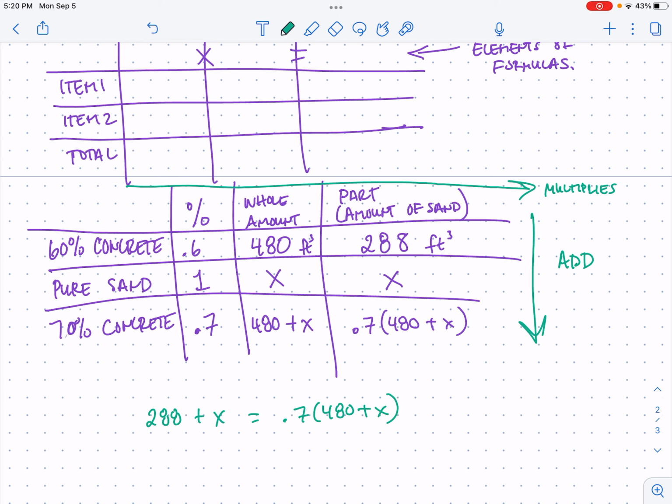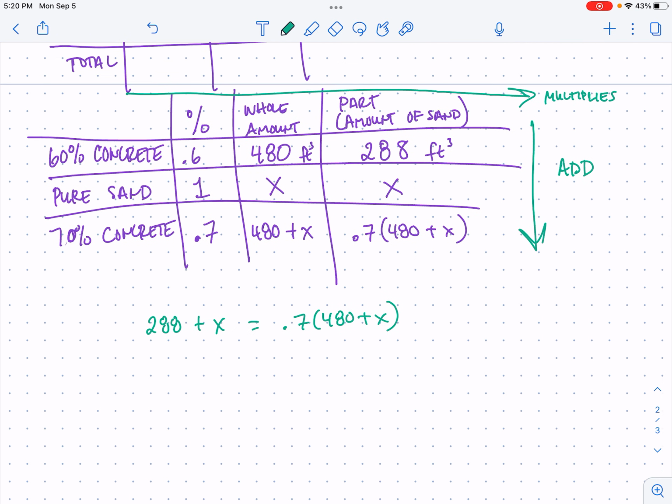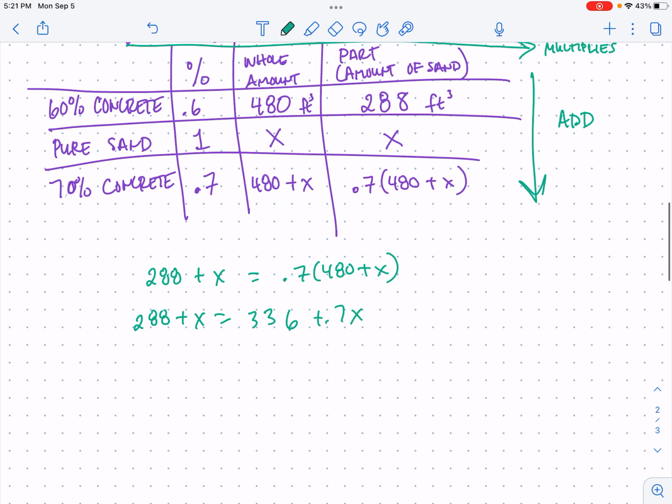Now we have an equation that we can solve. The amount of sand in the 60% mixture plus the amount of sand we add has to equal the total amount of sand in the final mixture. So we have this equation here. And when I multiply that, what am I going to get? 336 plus 0.7x. And now I have a nice linear equation in x, so I'm going to move the 288 over, subtract that from both sides.